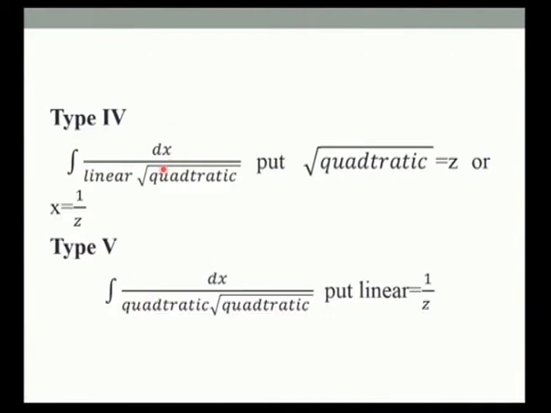Then rational function of type 4, dx by linear into square root of quadratic. In this case substitute square root of quadratic is equal to z, or x is equal to 1 by z. Then type 5, dx over quadratic into square root of quadratic. The given rational function is of this form. In this case also you substitute linear is equal to 1 by z, then adopt the standard integration method, we will get the solution of the given integration of the given rational function.